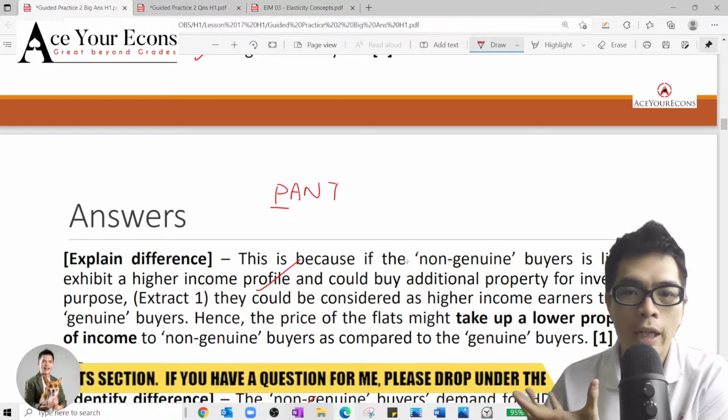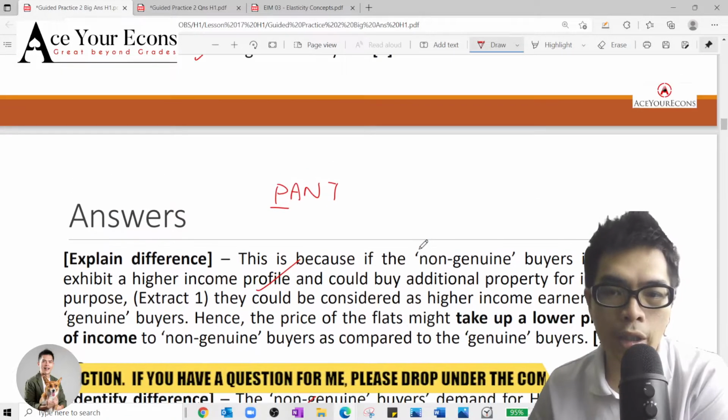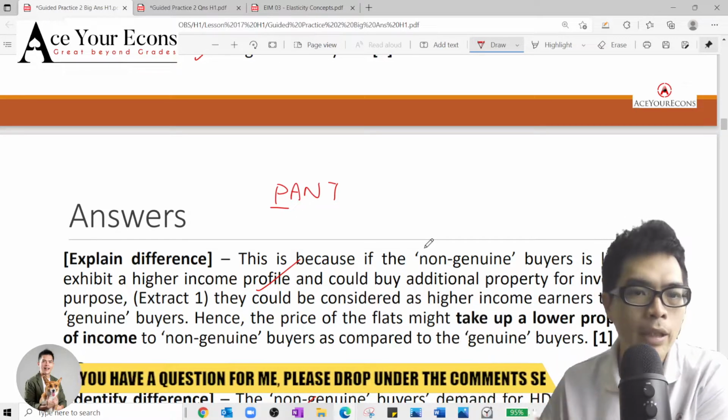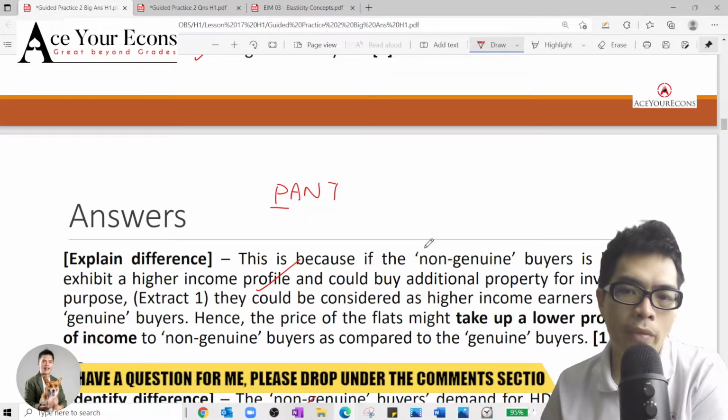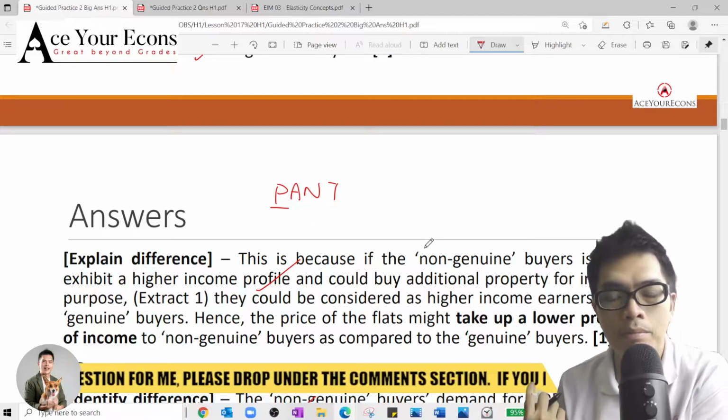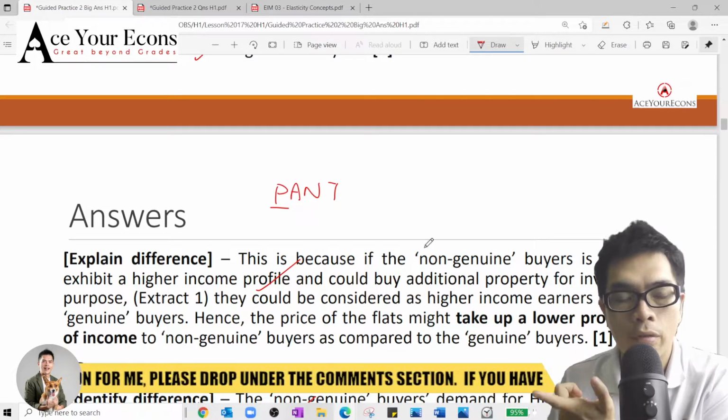Proportion of income spent. You can make an assumption that non-genuine buyers are likely to be high income earners, or more affluent. Therefore, property is going to take up a lower proportion of their income. That is also accepted if you make this assumption.